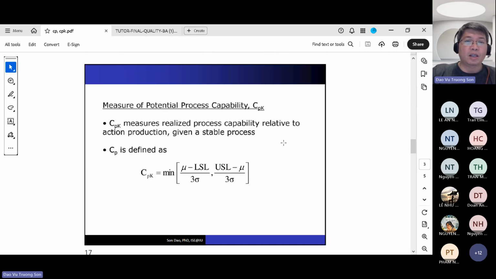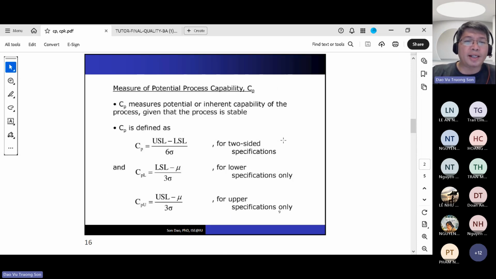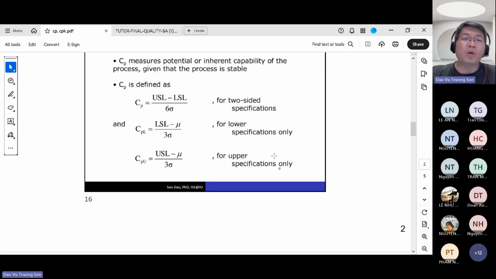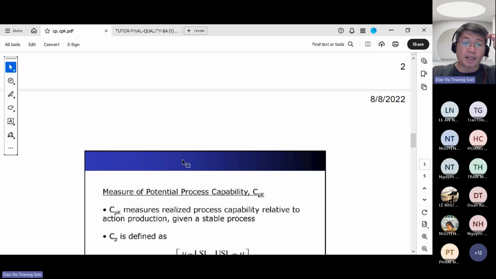And for a process that is not symmetrical, instead of CP, we have to use another parameter, CPK, which is the minimum of the two. So CPK will be the minimum of CPL and CPU. Of these two parameters, whichever is lower, we take the lower one. It is a worst case analysis, so we use the worst possible case to indicate the real process capability.